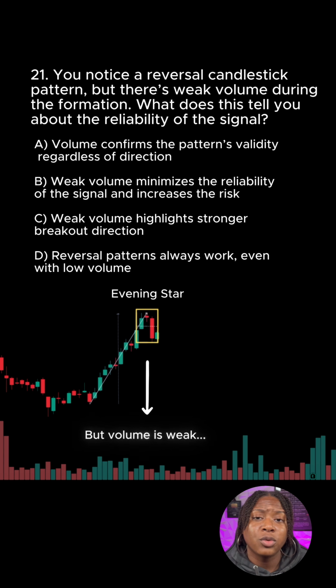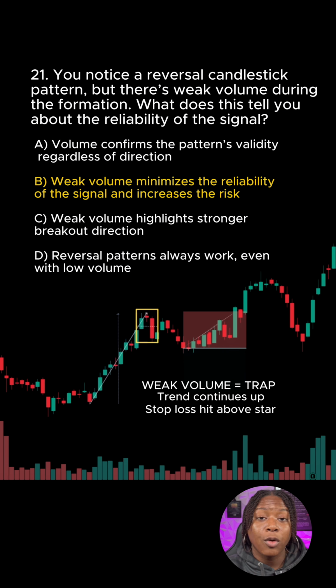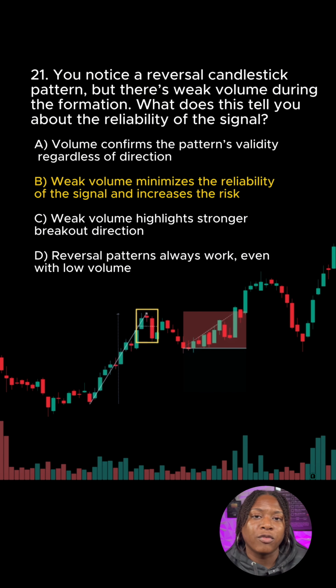You see a reversal candlestick pattern, but you notice that there's weak volume during its formation. So what does this tell you about the reliability of that signal? Seeing weak volume during a reversal means that that signal doesn't have a lot of strength. But if you see high volume, then that shows a lot of trader confidence and a higher chance that that reversal is going to stick.